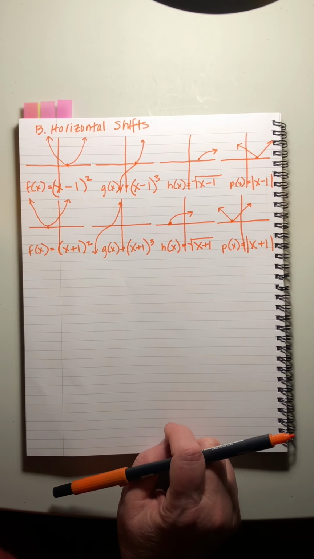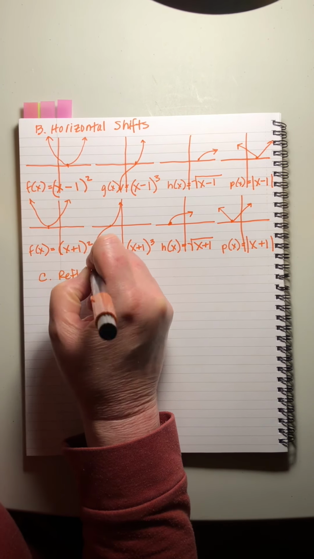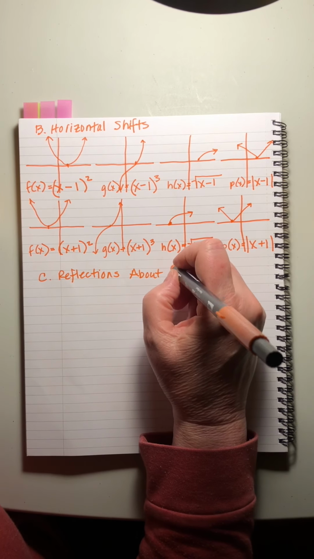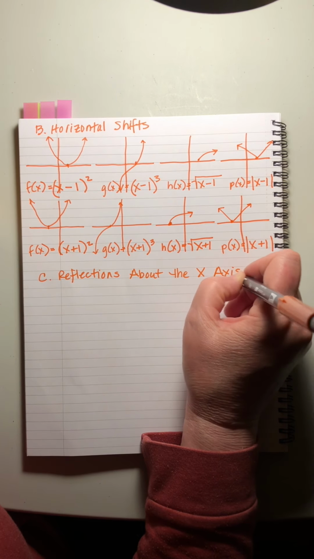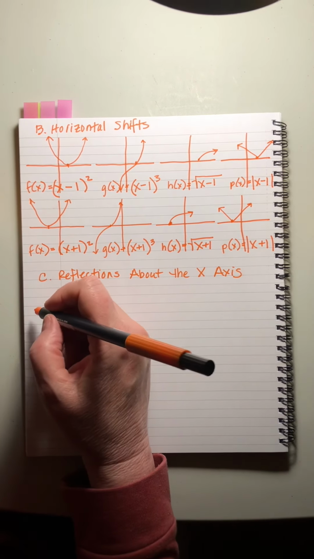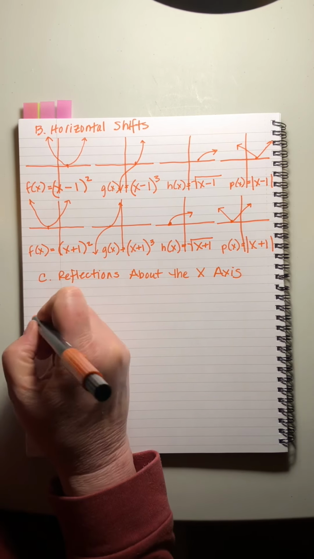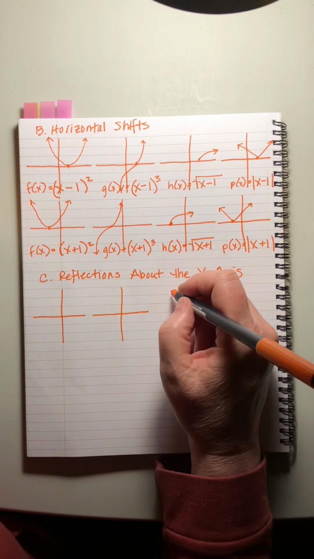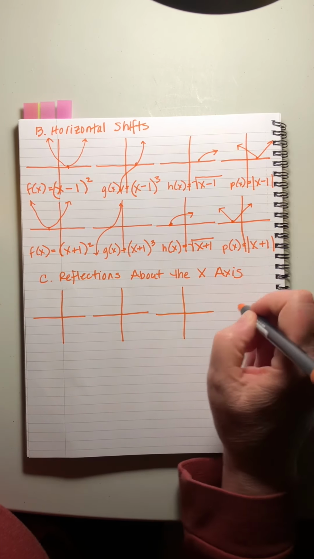Okay. What about reflections? This is a fancy name. Let me write it. Reflections about the x-axis. Make another row. This time we just need 1, 2. We're almost done. We're going to do some problems after this that are short.